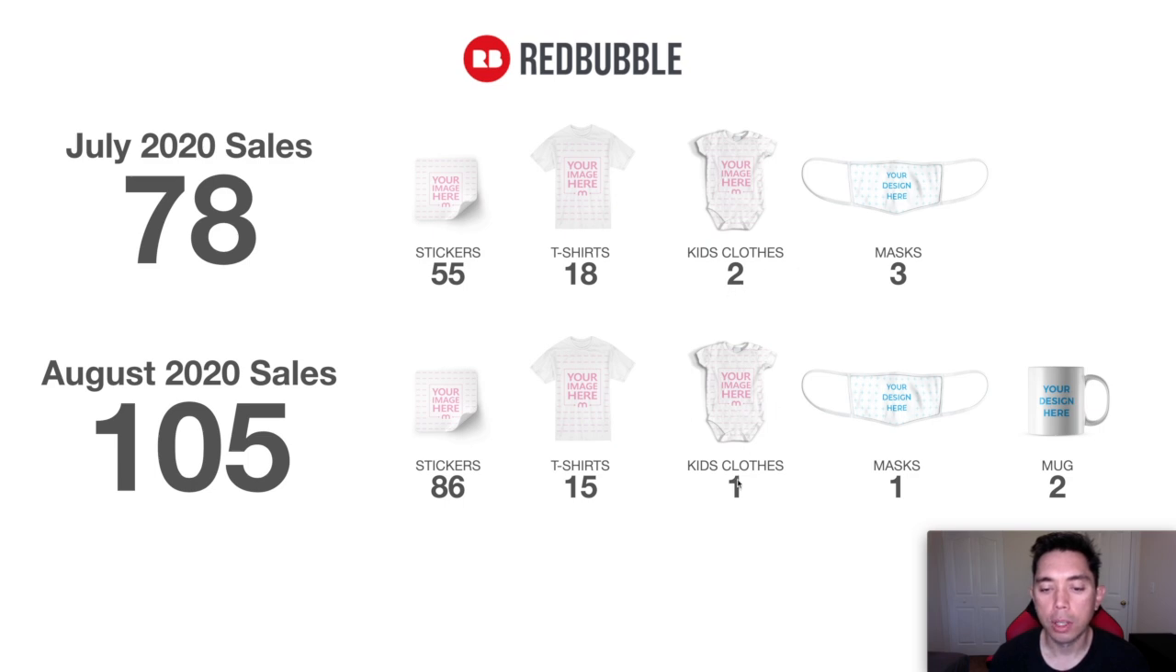Kids clothes as well, I only did 1, and masks I also went down. I only did 1 in August. So I did add a new product. I sold 2 mugs, which I usually don't sell, so that was a surprise that I sold 2 of those mugs. So that's how the breakdown was in August. Yours may be different, of course.